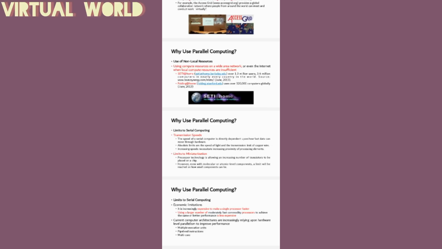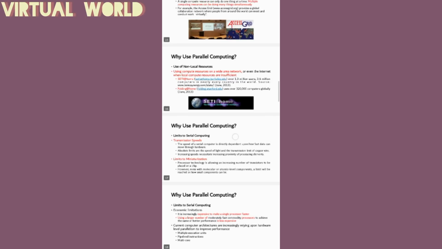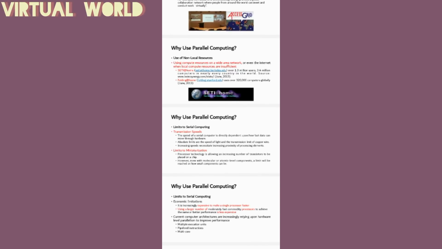Next, there are limits to serial computing: transmission speed and miniaturization. The speed of a serial computer is directly dependent upon how fast data can move through the hardware. The absolute limits are the speed of light and the transmission limit of copper wire. Next, the limit of miniaturization: processor technology allows an increasing number of transistors to be placed on a chip. There are also economic limitations. It is increasingly expensive to make a single processor faster; using a large number of moderately fast commodity processors to achieve the same or better performance is less expensive.